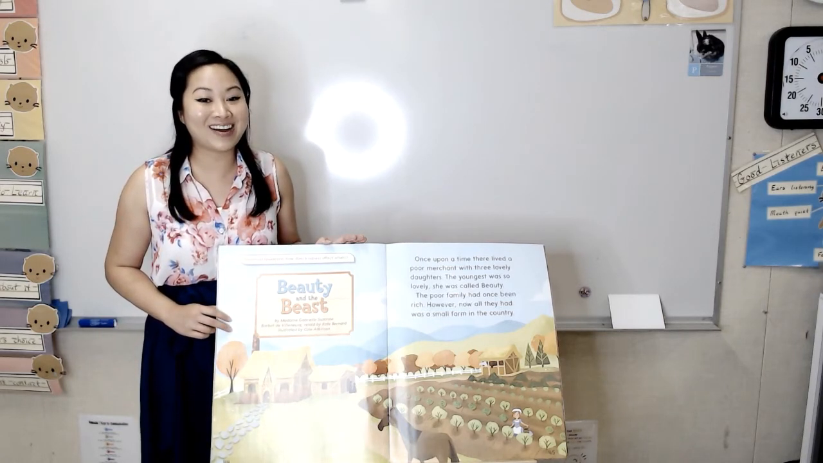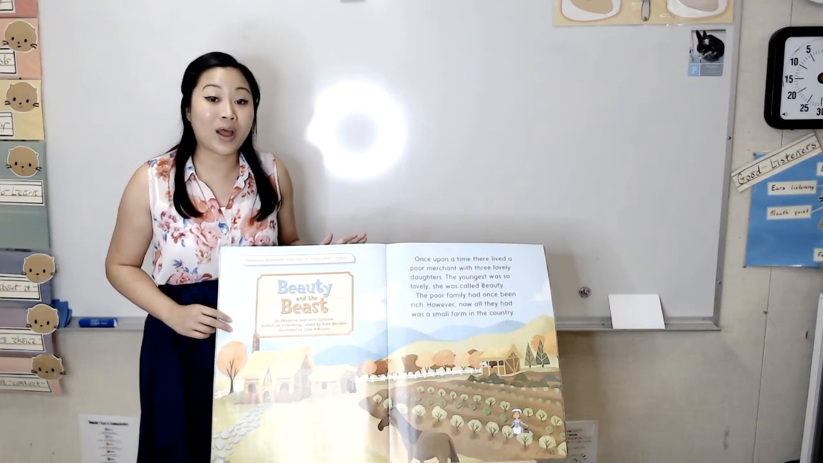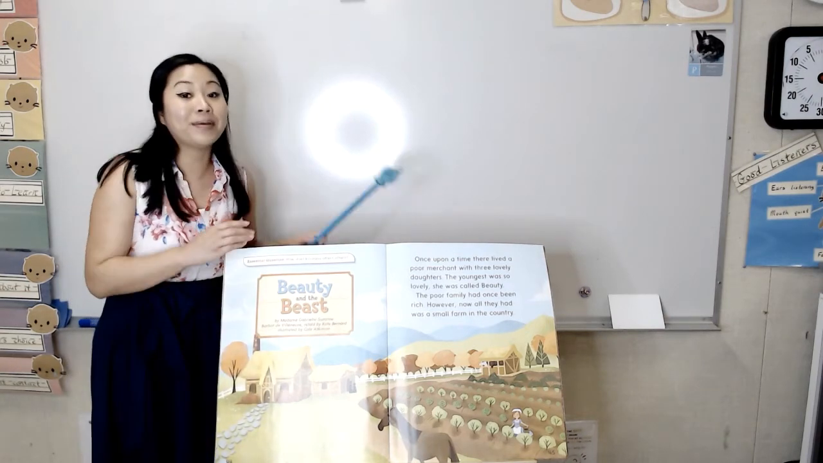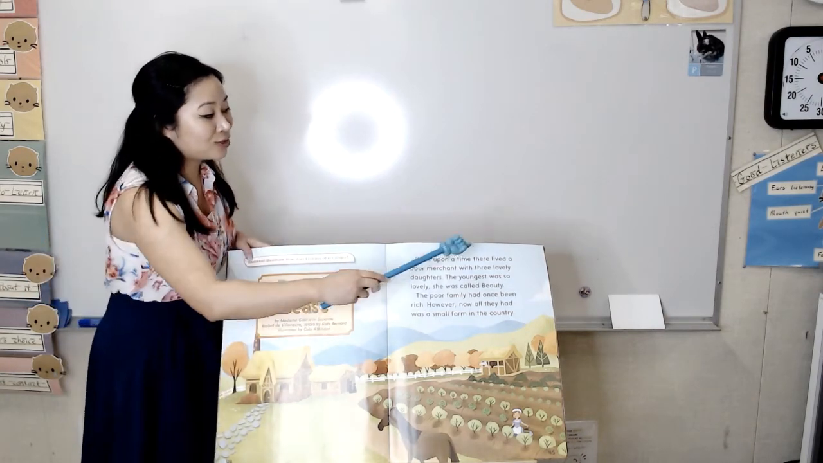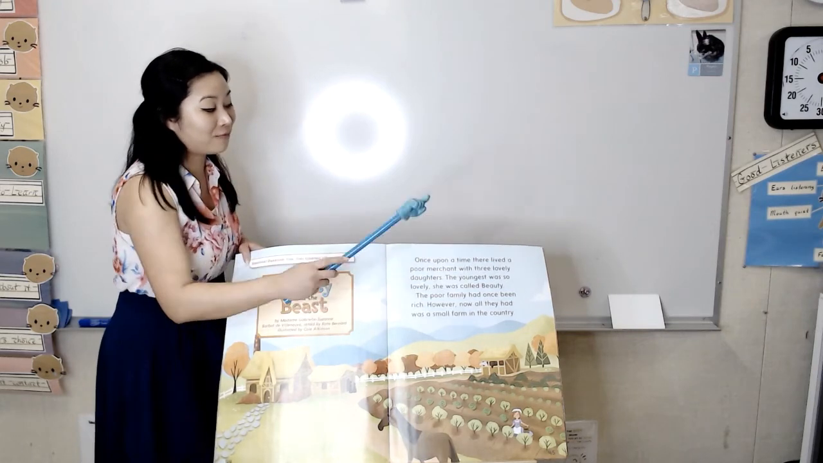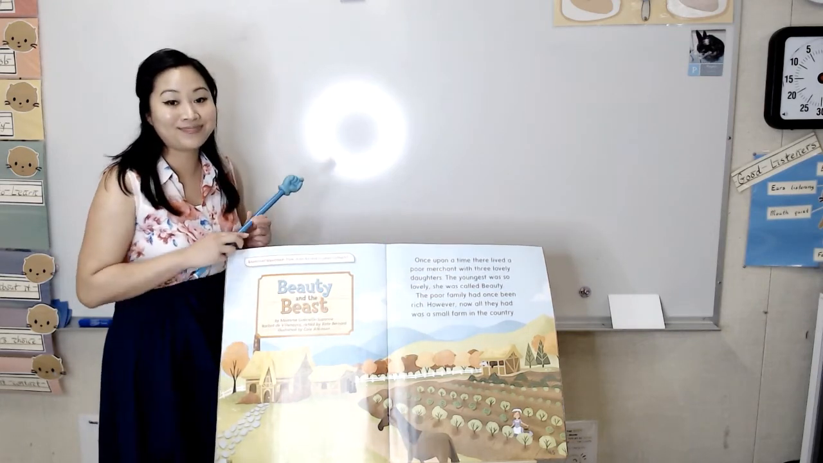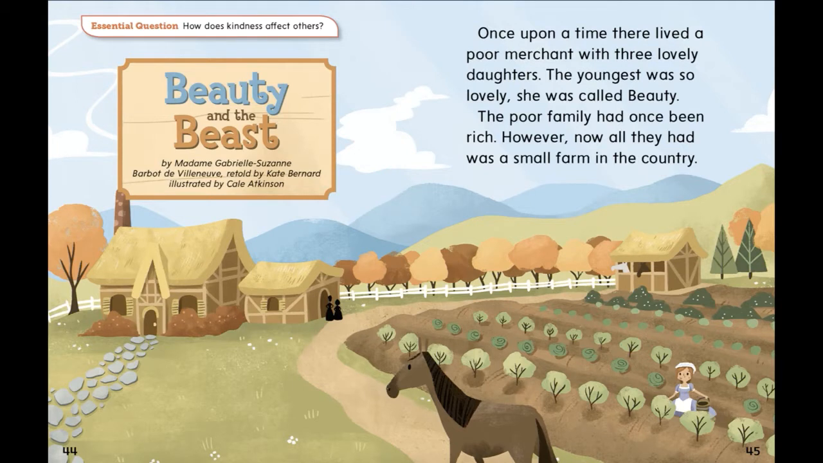Let's read our story. And remember, when we read, we go from left to right, across, and from the top to the bottom. Essential question. How does kindness affect others? Beauty and the Beast by Madame Gabrielle Suzanne Barbeau de Villeneuve, retold by Kate Bernard.